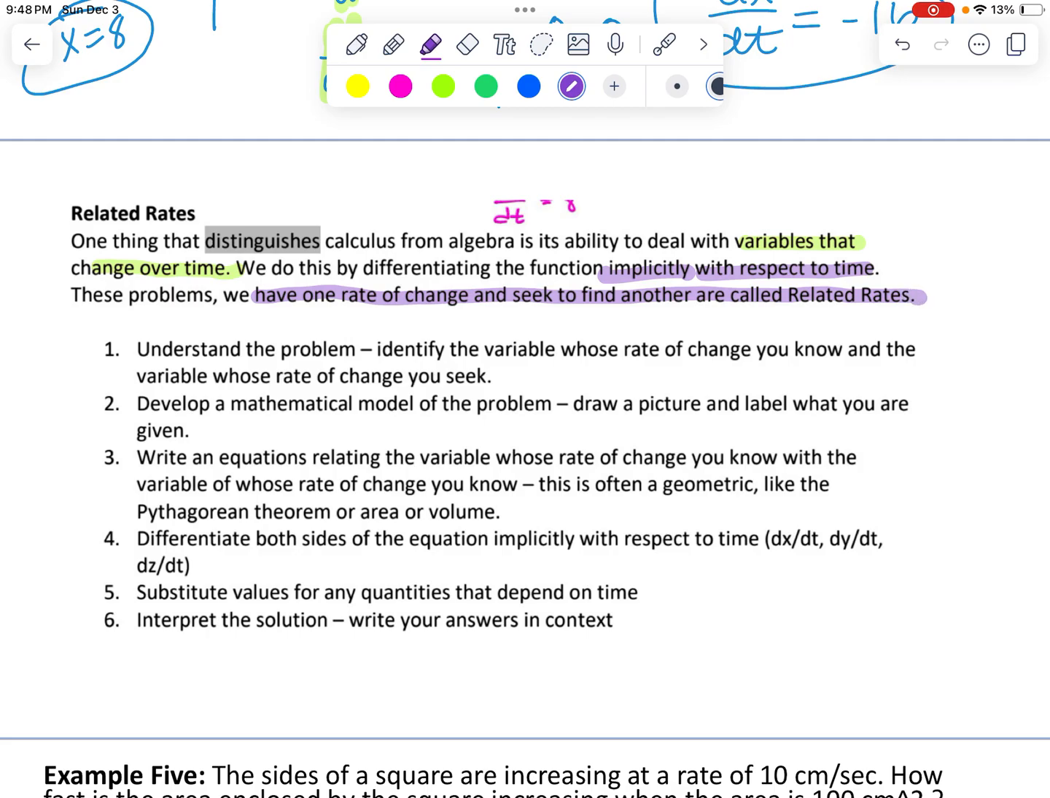So the things that we have to do to solve these problems. Number one, we need to understand the problem. So you will identify your variables whose rate of change you know and whose rate of change you seek to find, which is kind of what we were just doing.